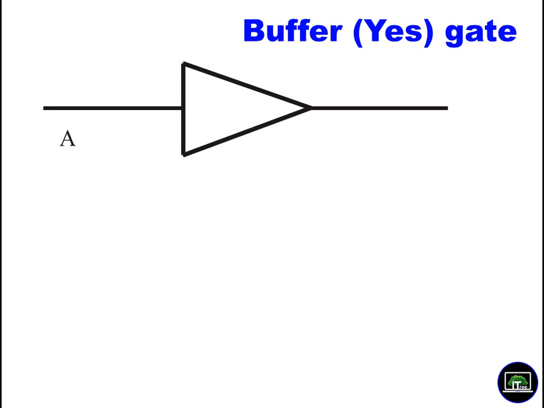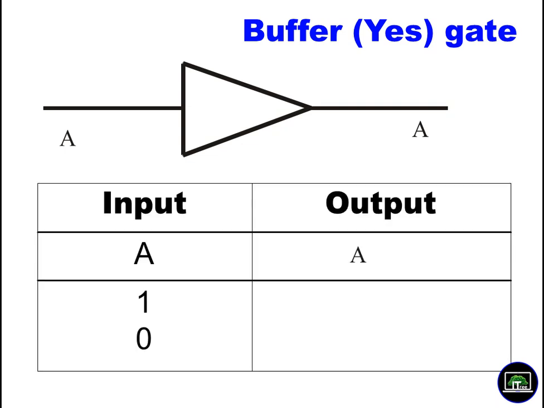This is a very special gate, the buffer gate. Most people don't really think about this one sometimes, but it's a very important gate. It just gets the input and gives the same signal as the output. Now, when the input is A, it gives the output A. When the input is 0, the output is also 0.